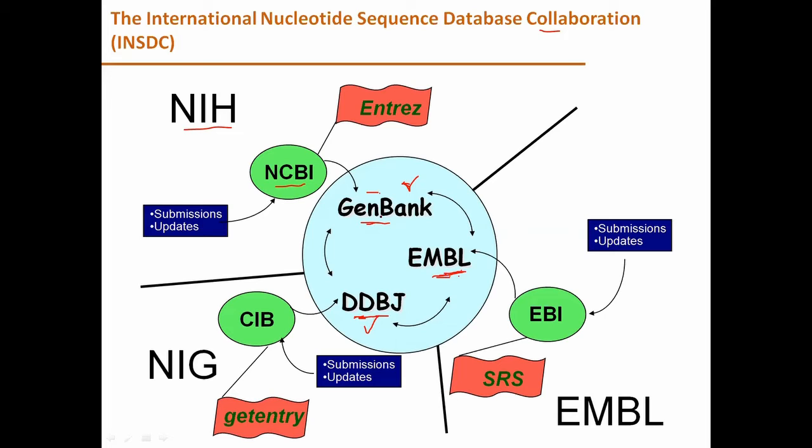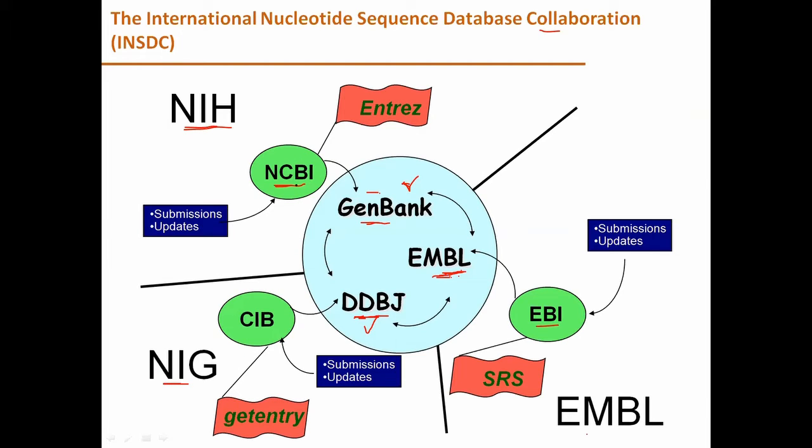GenBank is a database maintained by the NCBI, and it is at the National Institutes of Health, Bethesda, USA. EMBL is once again a database which is maintained by EBI, the European Bioinformatics Institute, which is further present under the EMBL. In the same way, DDBJ is maintained by the Center for Information Biology, which is further maintained by the National Institute of Genetics, NIG, Mishima, Japan.